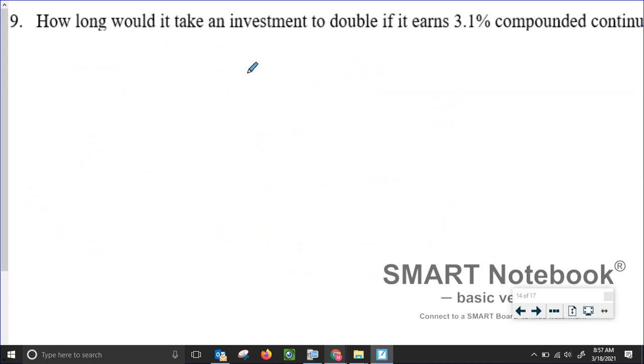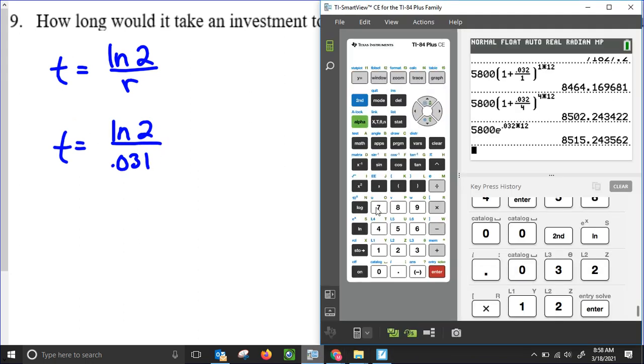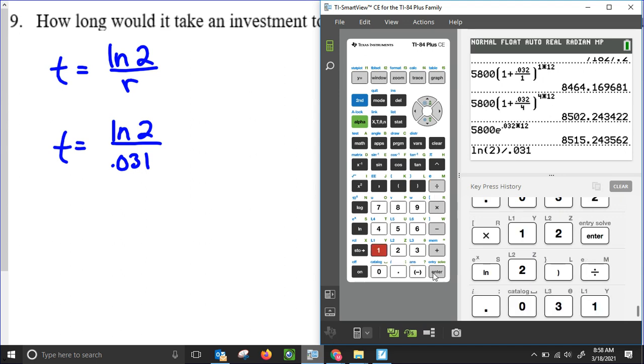How long would it take for an investment to double if it earns 3.1% compounded continuously? Remember we do have that double time formula, which is t is equal to ln of 2 over r. Remember that double here is the 2. If it's triple, this is 3. If it's quadruple, this is 4. So in this case, we just say ln of 2 divided by 0.031.